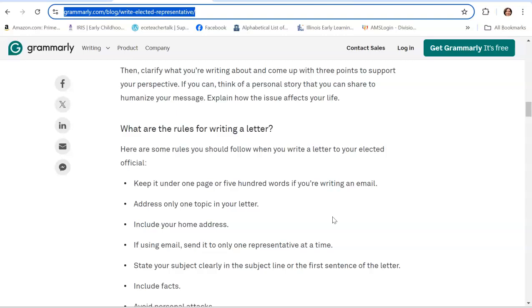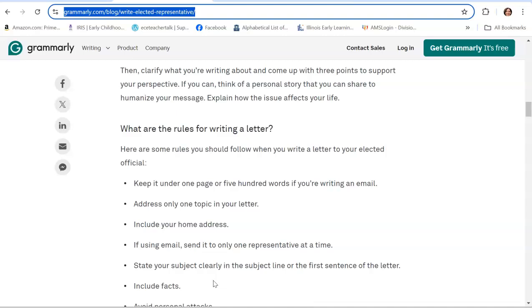You don't want to try to cover everything that you think needs to be changed in the educational system in one letter. You can write multiple letters for that, but for this class and for this assignment, you're just going to be writing about one topic in one letter. You'll include your home address. Most of you will send this via email, so you will just send this to one person. You'll send it through email.